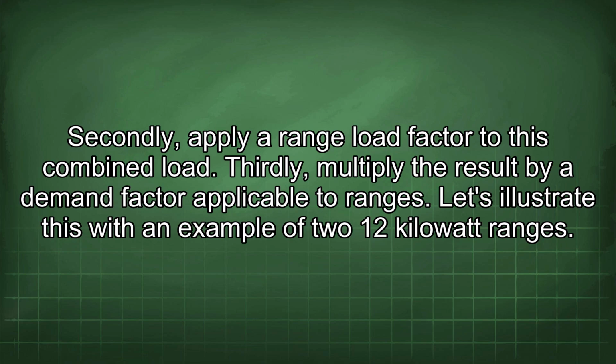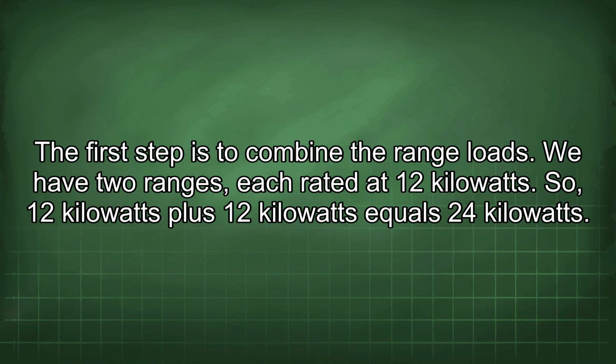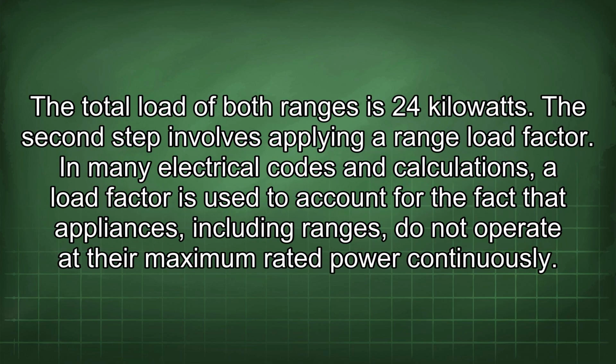Let's illustrate this with an example of two 12 kilowatt ranges. The first step is to combine the range loads. We have two ranges, each rated at 12 kilowatts. So 12 kilowatts plus 12 kilowatts equals 24 kilowatts. The total load of both ranges is 24 kilowatts.